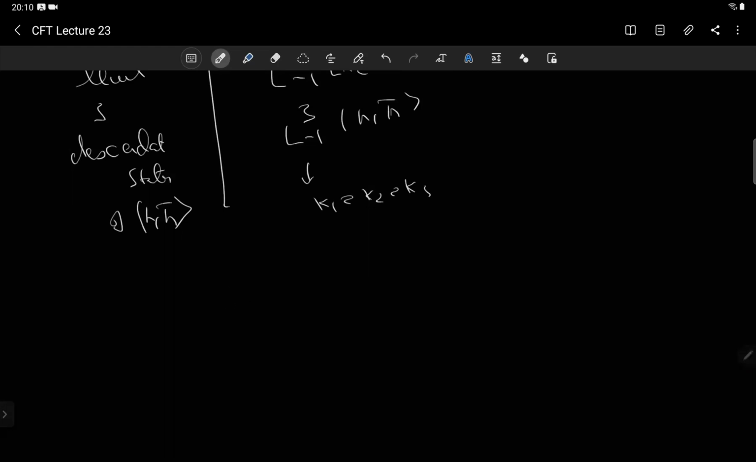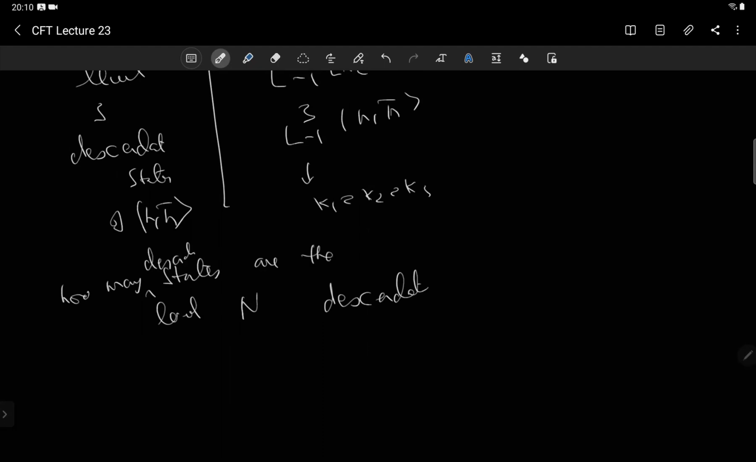এবার তাহলে লেভেল n ডিসেন্ডেন্টস, যদি আমি জিজ্ঞেস করি কতগুলো ডিসেন্ডেন্টস আছে, লেভেল n এ how many descendant states are there at level n? ঠিক আছে, ওটার আনসার কত?